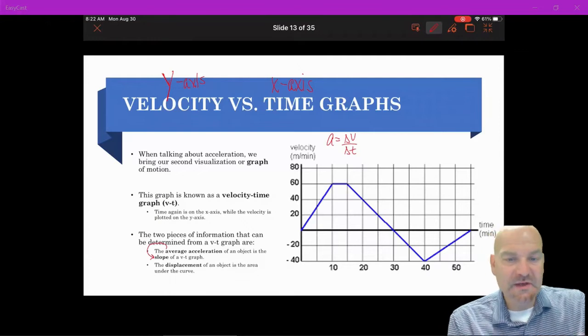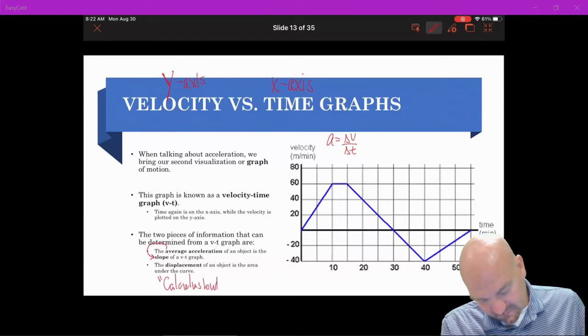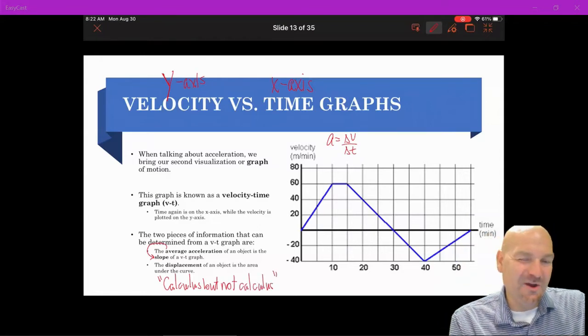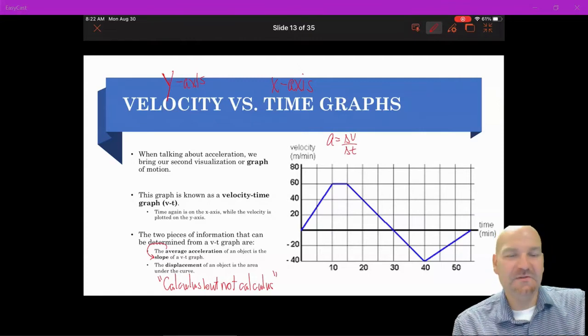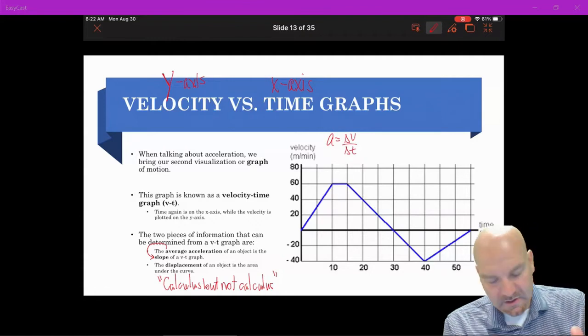Okay, now the displacement is where we're going to do calculus, but not calculus. This is what I like to tell students. Okay, so we're actually going to use a calculus principle here, but we're not going to use the actual calculus function. And what we're going to do is we can find the displacement of an object by finding the area under the curve. Okay, so simple enough.